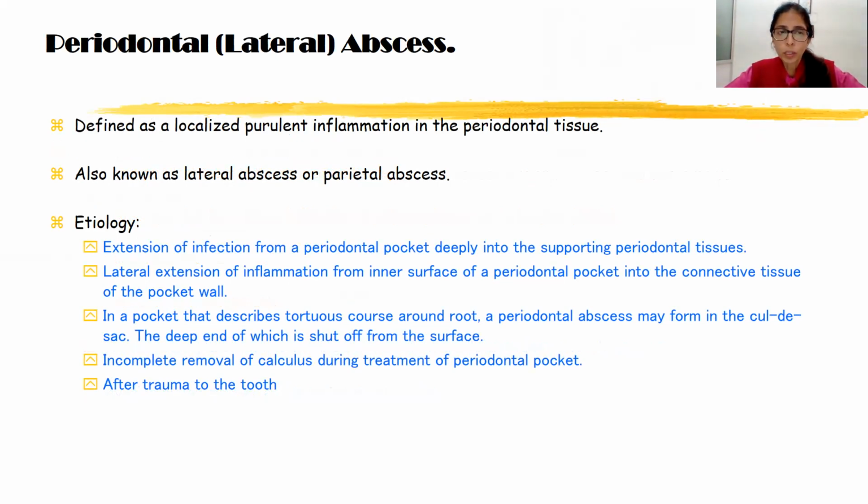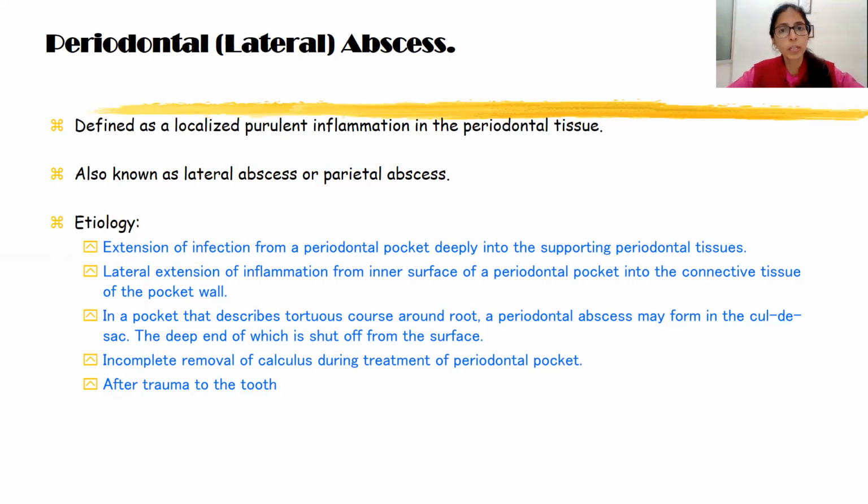Another one is the periodontal abscess. What is the periodontal abscess? Abscess is basically nothing but a purulent collection of pus in that particular area. So the cause of a periodontal abscess will be a deep pocket, extension of inflammation from the periodontal pocket into the deeper supporting periodontal tissues, and a pocket which has a tortuous course. Tortuous means it has a twisted course. Twisted means it begins from one end, and it moves, and the base is at some other end.